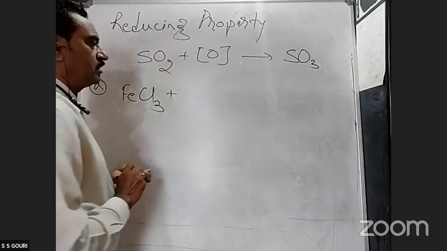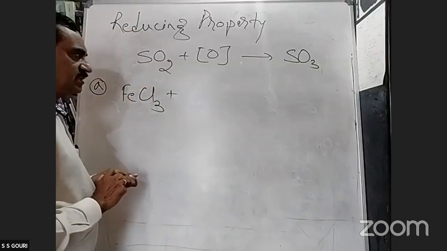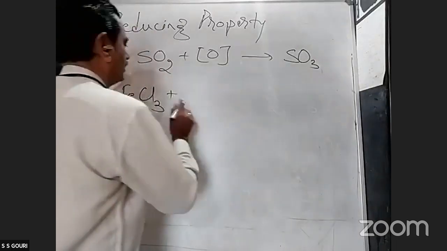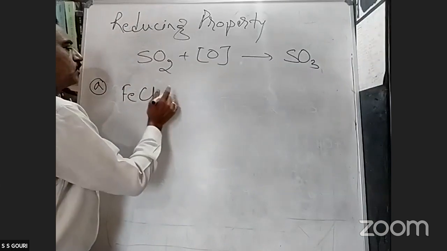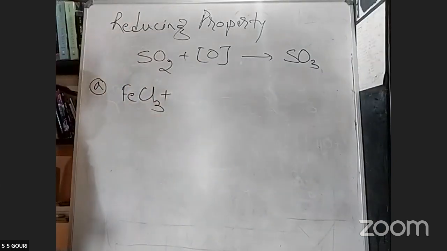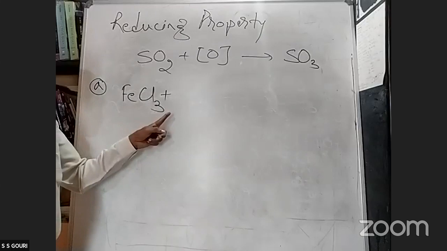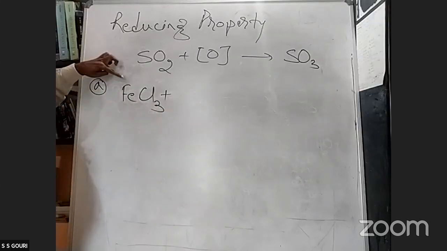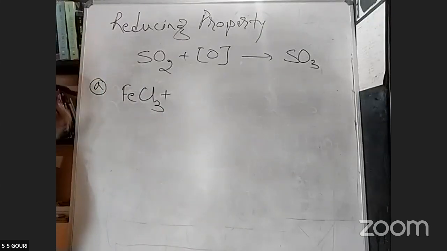ಗೊತ್ತಿಲ್ಲ. FeCl3 ಅಂದ್ರೆ ಏನು ಗೊತ್ತಿಲ್ಲ? ಫೆರಿಕ್ ಕ್ಲೋರೈಡ್. FeCl3 ಅಂದ್ರೆ ಫೆರಿಕ್ ಕ್ಲೋರೈಡ್, because iron has valency +3 here.